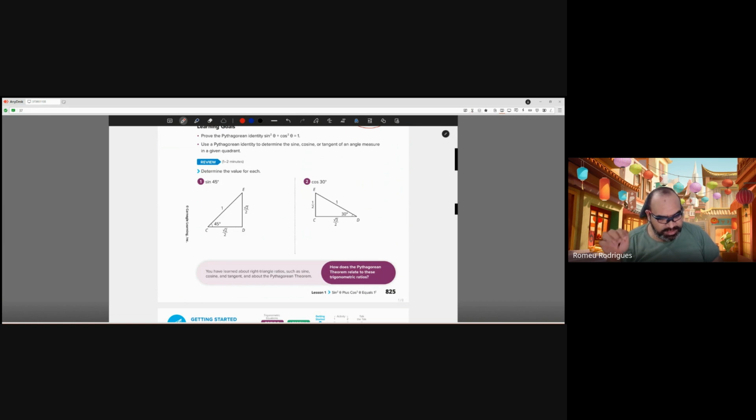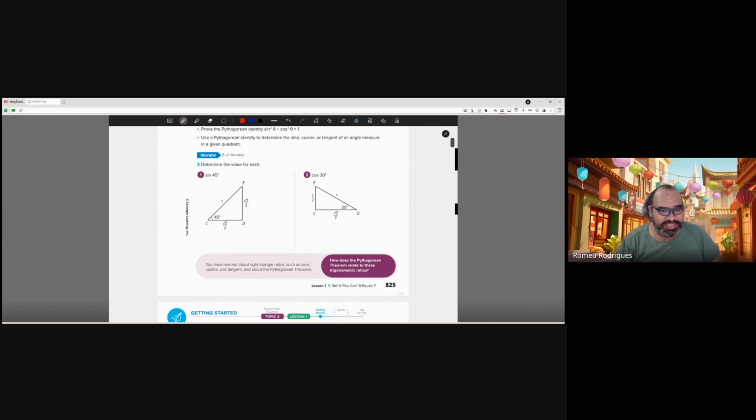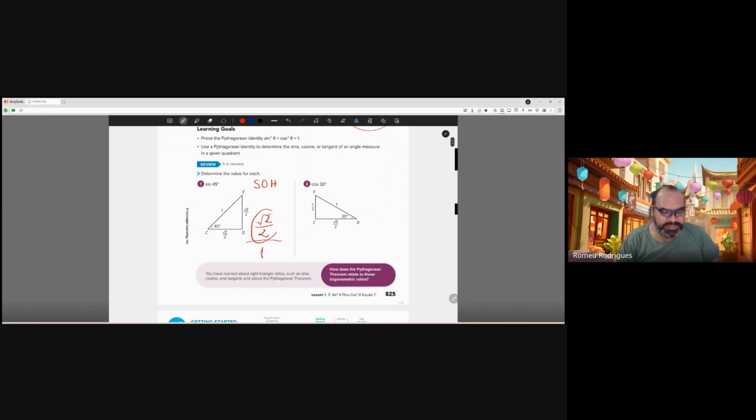Great, guys. Sine is opposite divided by hypotenuse. Who is the opposite? It is square root of 2 divided by 2, divided by the hypotenuse, which is 1. Everything divided by 1 is itself. Then the sine of 45 degrees is square root of 2 divided by 2.